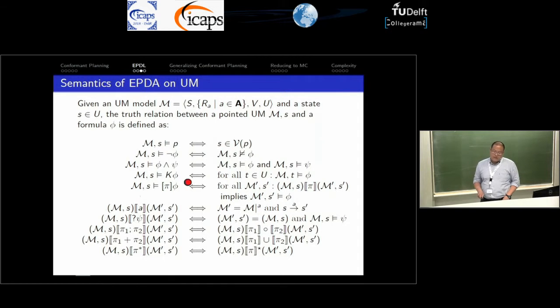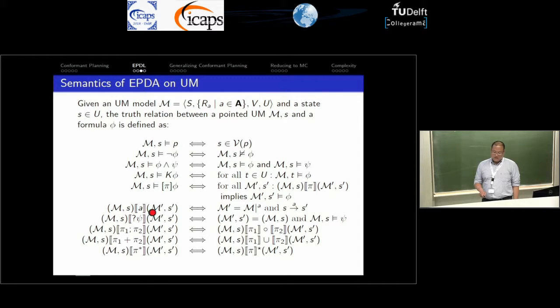So box pi phi is true on this pointed model, which means after the program pi is successfully executed, we will terminate in a state where phi is true. The program pi here is interpreted as a binary relation on the pointed models. This means when we execute the program pi on the state S, we might terminate on another state S prime, with a new updated belief state.